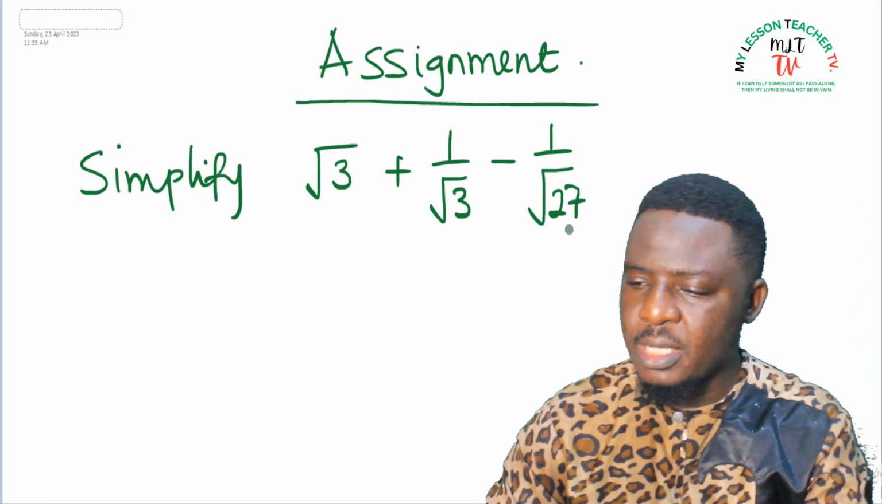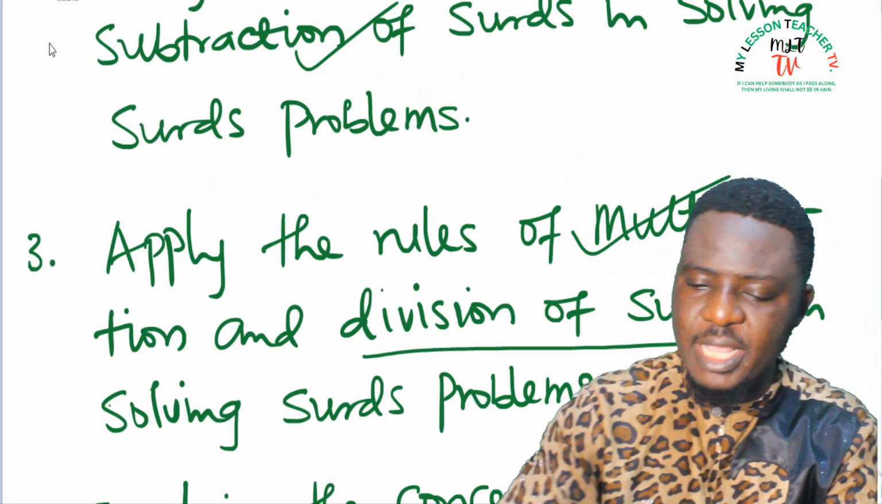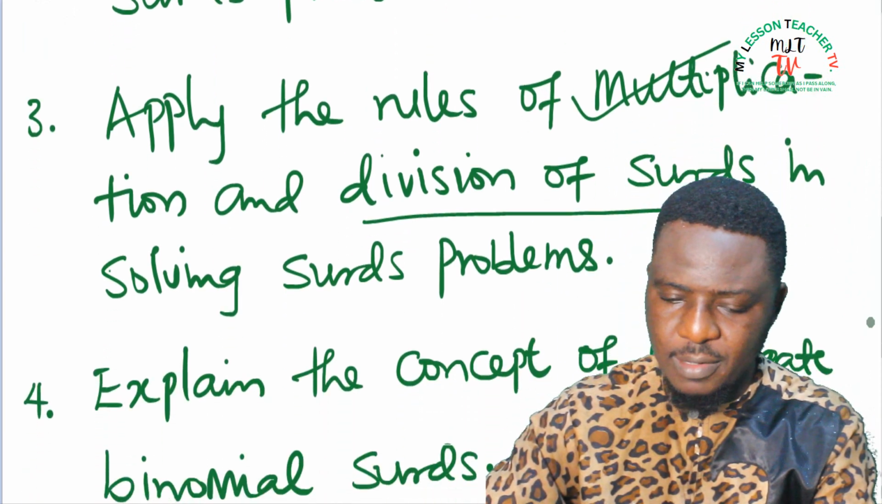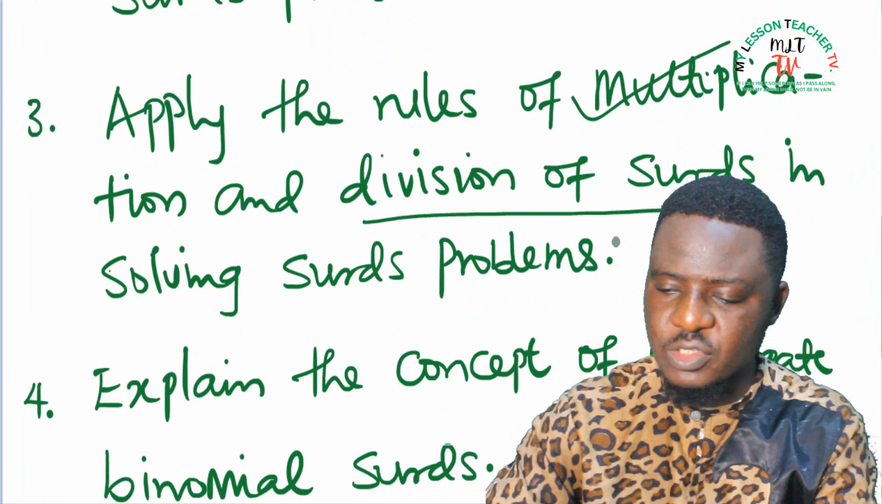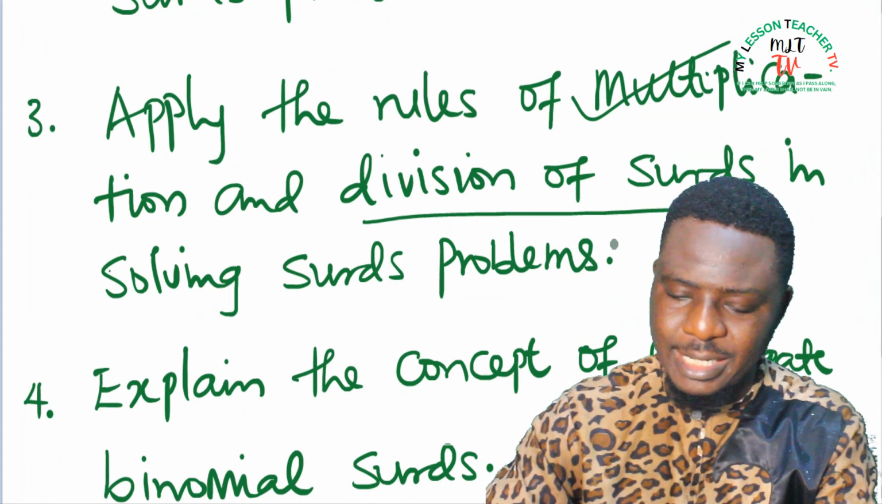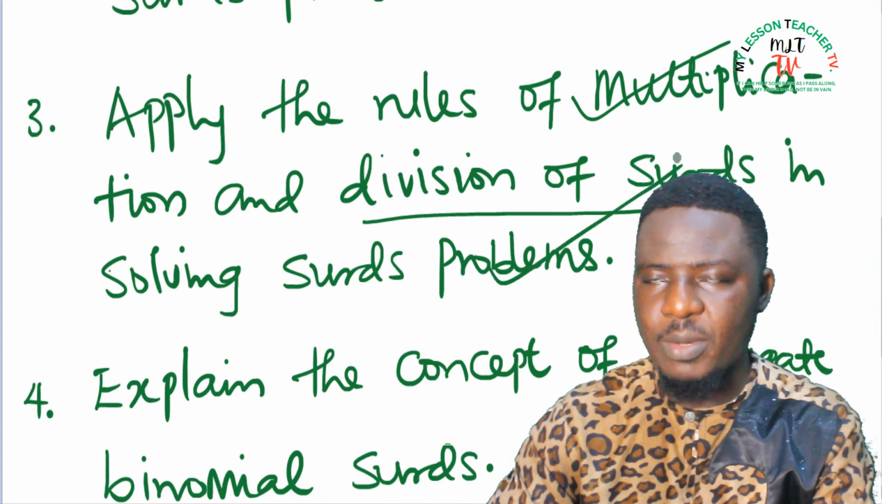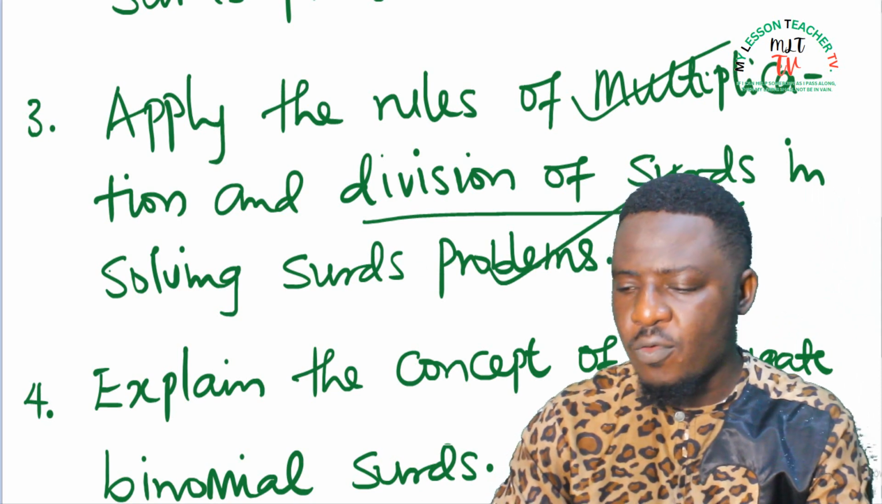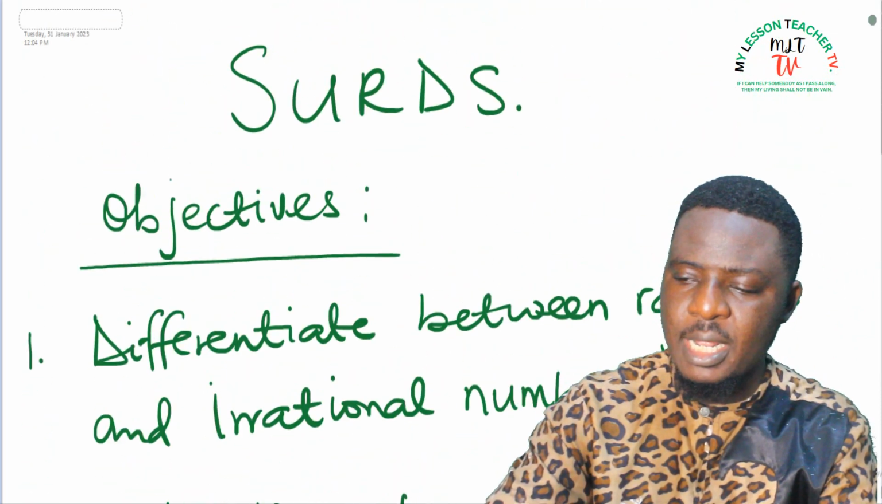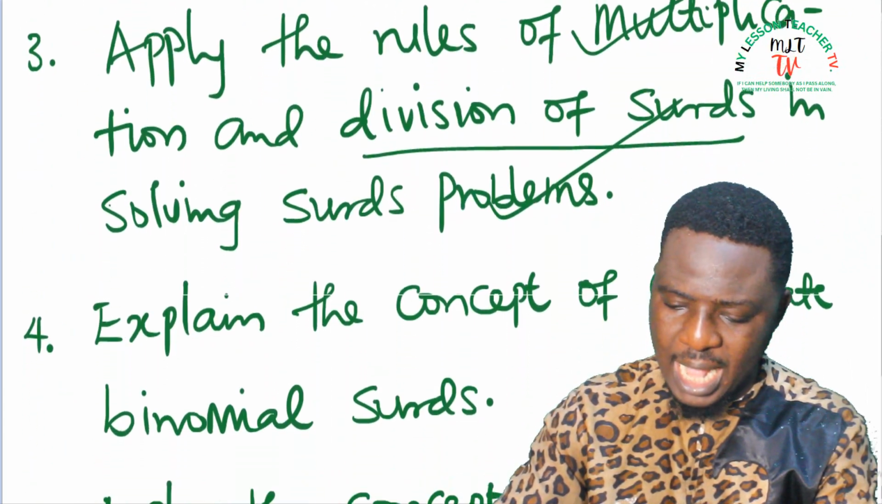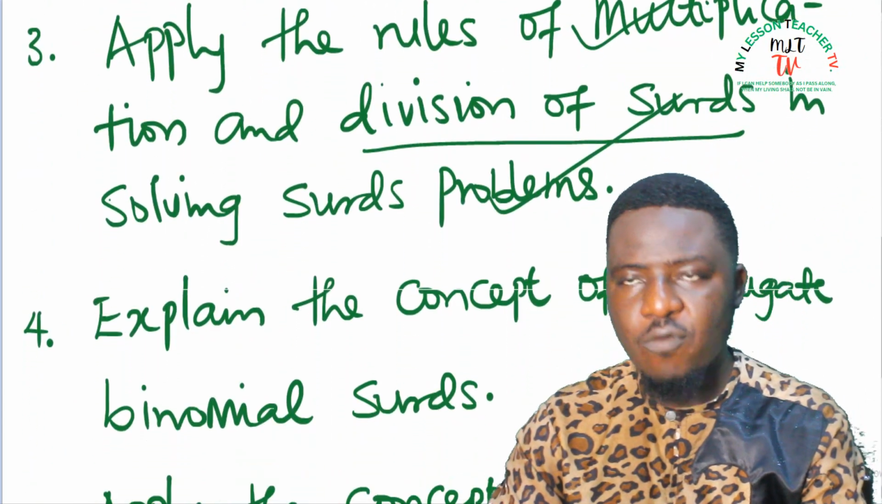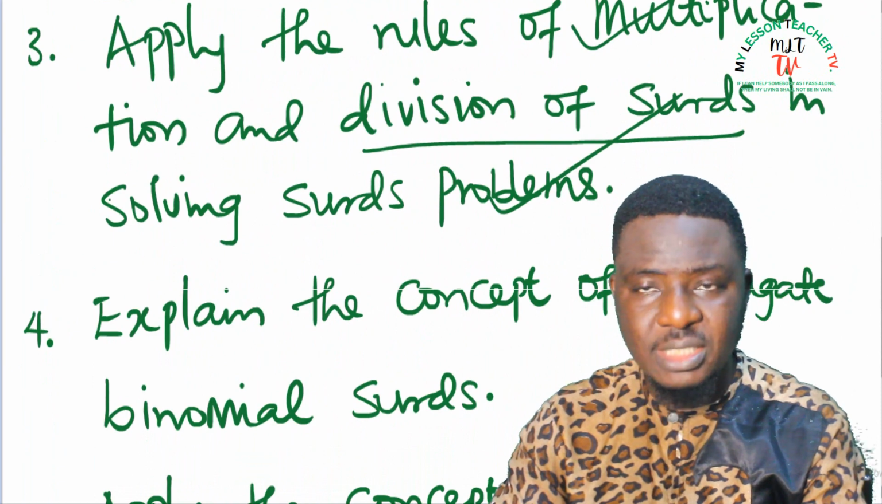In today's class, we have been able to look at the third objective, which says division of surds in solving surds problems. Thank you for your attention and see you in our next class, where we shall look at the concept of conjugate binomial surds.